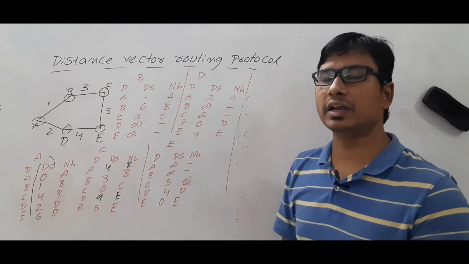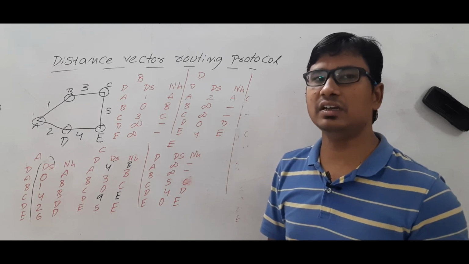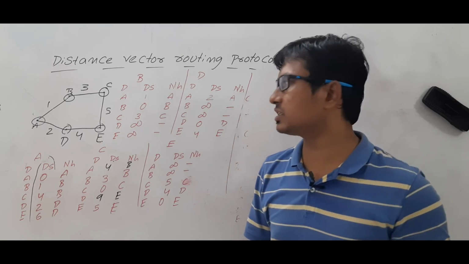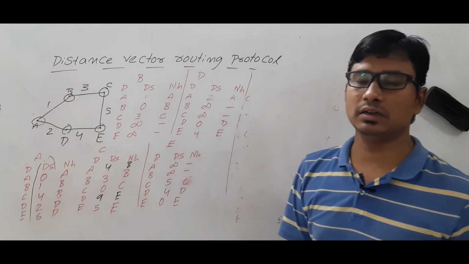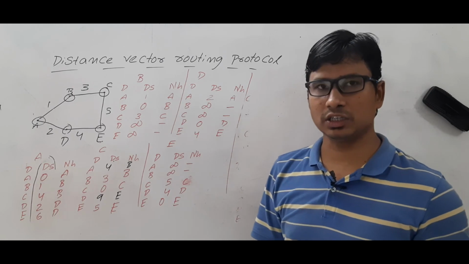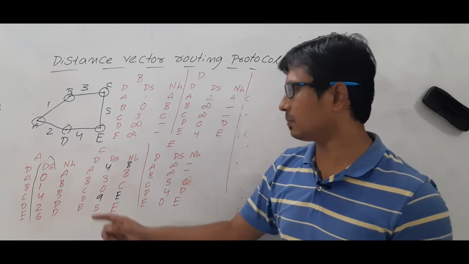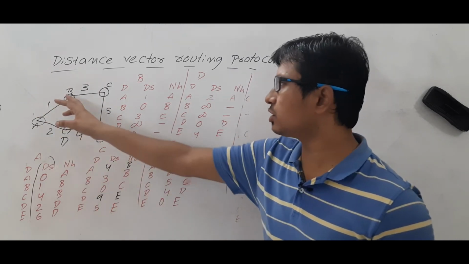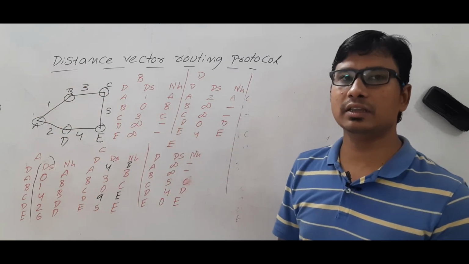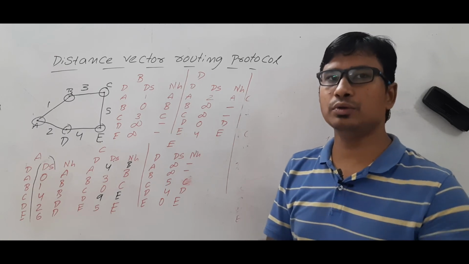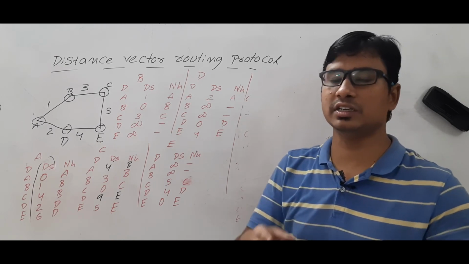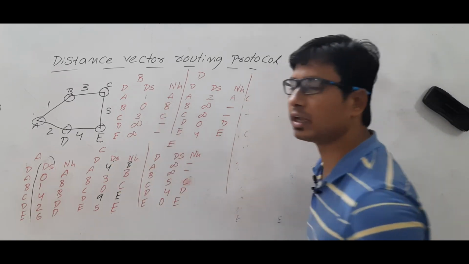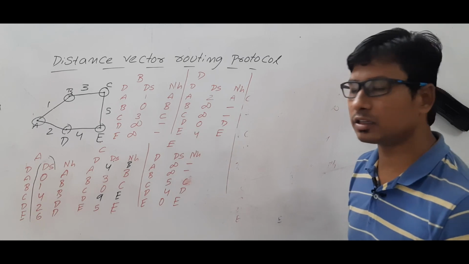So it will run for a few iterations, and finally each router will get the complete information to its other destinations, what is the shortest path. Are you able to understand? Let me discuss again. Once all the iterations are done, each router, let's say B, will get the complete information how to go to each destination in the shortest path. Obviously, we are using the Bellman-Ford algorithm.